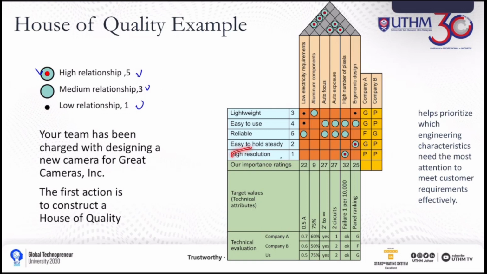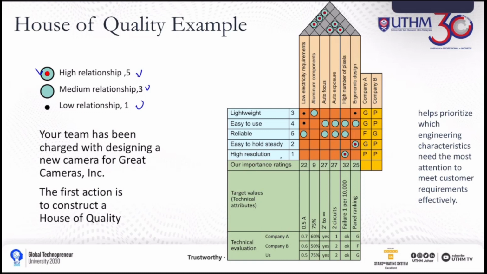Here, for example, high resolution. To have high resolution, we can see from the functions of the camera that it has a strong relationship with the high number of pixels. If you have a high number of pixels, that means you will have high resolution.